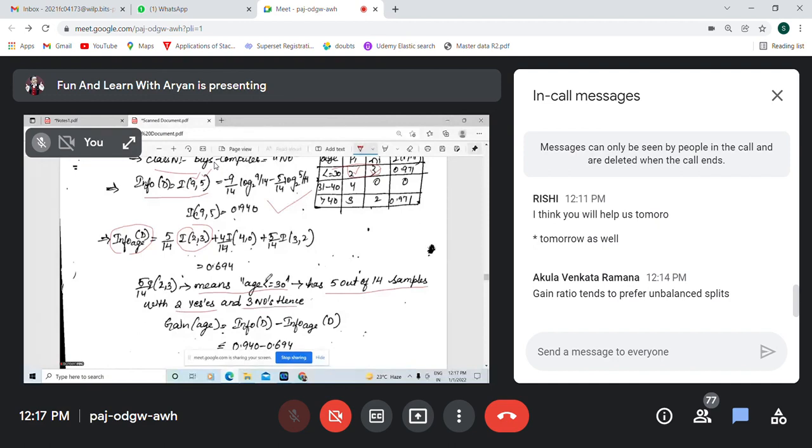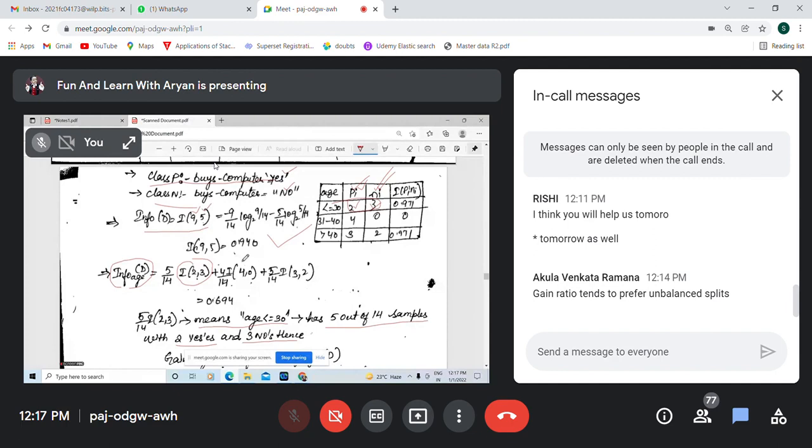Okay. Similarly, if you have to calculate, you have to add. In the formula we have summation, right? You have to add for each type. So for 31 to 40, total how many you have? 4. That means 4 by 14 into I of 4, 0. That means 4 out of 14 samples has 4 positive, 0 negative. Similarly, you calculate for the others. So you will get the information based on your age split.